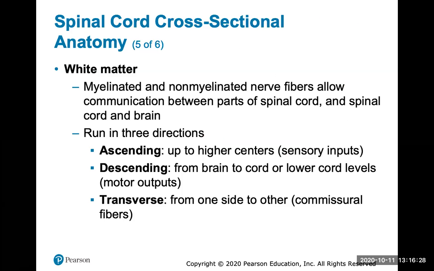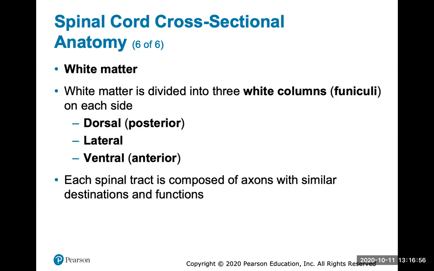White matter runs in 3 directions. So again, white matter is white because there are usually myelinated nerve fibers. This white matter will allow for communication between parts of the spinal cord and brain. And the white matter runs in 3 directions: ascending, descending, or transverse. So ascending up to the higher centers, descending from the brain to the lower cord levels, or transverse from one side to the other. White matter is divided into columns, and we call these columns funiculi, whether they're on the dorsal posterior side, the lateral, or the ventral anterior side.